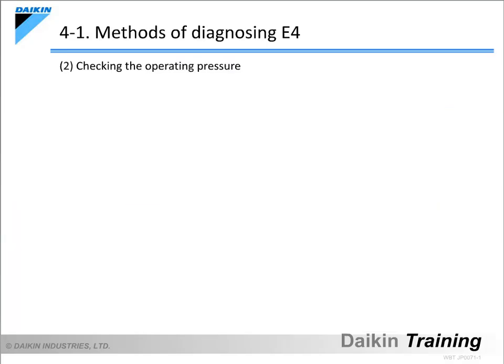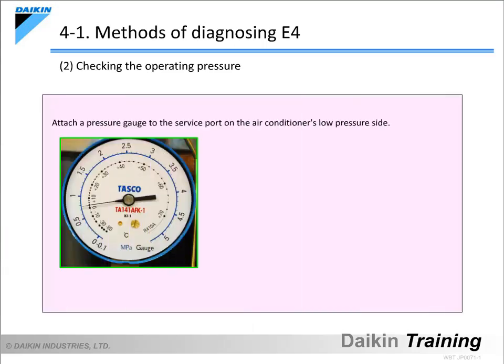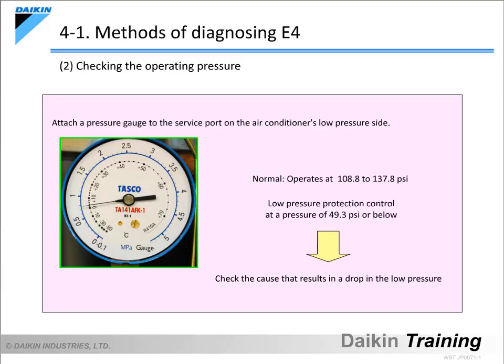checked. Let's now learn about how to check the operating pressure. First, turn on the air conditioner to check whether the compressor starts running. If it does, check the operating pressure. In order to do this, attach a pressure gauge to the service port on the air conditioner's low pressure side. The low pressure during cooling operation is usually 108.8 to 137.8 psi. If it drops lower than 49.3 psi, the air conditioner initiates low pressure control to increase the pressure.